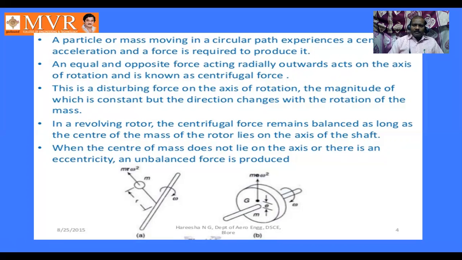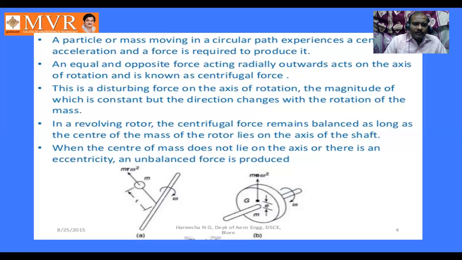So the second parameter is the rotation, whether it is clockwise or anti-clockwise. Two directions are possible, so it is fixed. Otherwise, the mass can move in different directions on the same axis also. So the disturbing force on the axis of rotation has a constant magnitude, but the direction changes with the rotation of the mass.